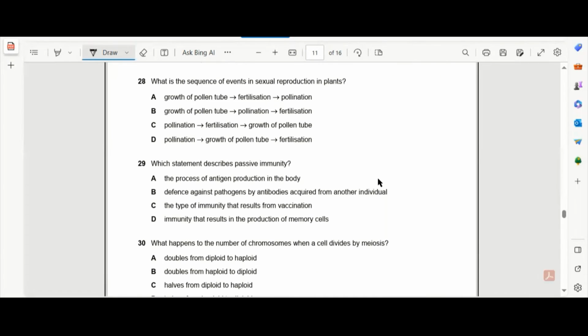28. What is the sequence of events in sexual reproduction in plants? Okay, the correct sequence will be pollination first, and then growth of the pollen tube, and that will be followed by fertilization. So D is the only correct answer.